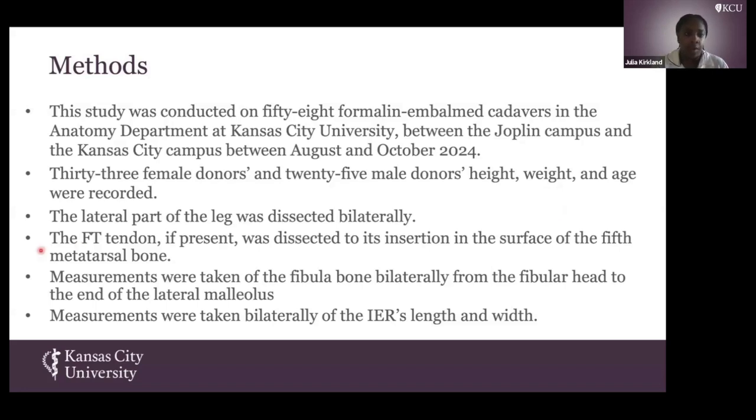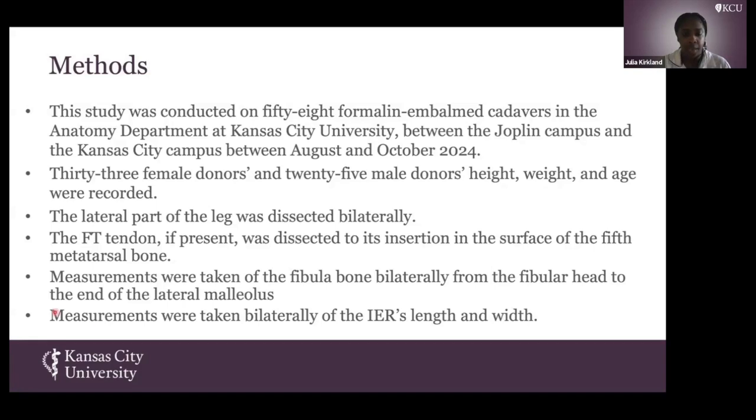The lateral part of the leg was dissected bilaterally to expose the fibularis brevis muscle belly and tendon inserted on the 5th metatarsal bone. The lateral, anterior, and medial ankle was dissected bilaterally to reveal the extensor retinaculum of the foot. The fibularis tertius tendon, if present, was dissected to its insertion on the surface of the 5th metatarsal bone, and those were measured with a flexible measuring tape.